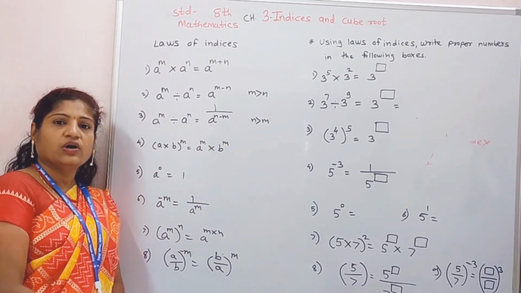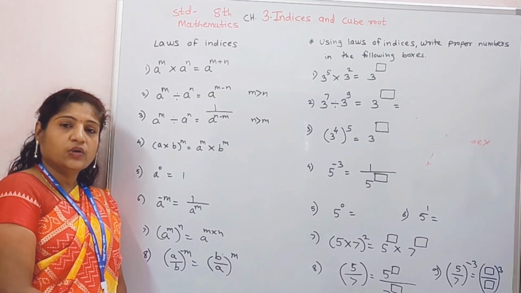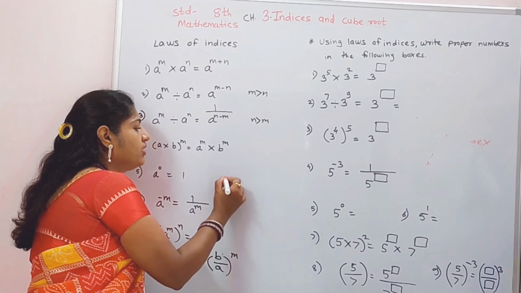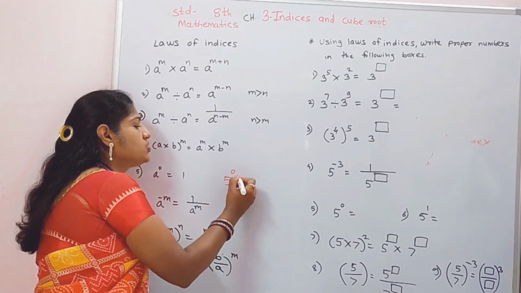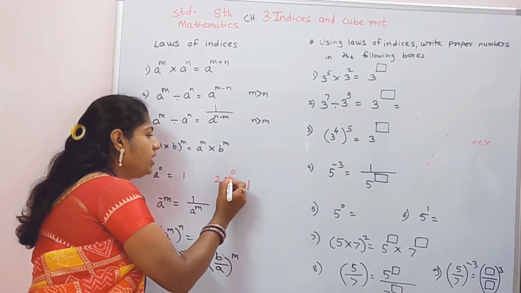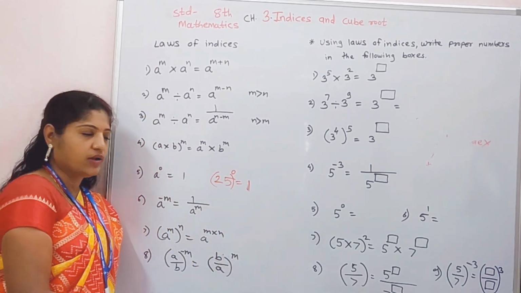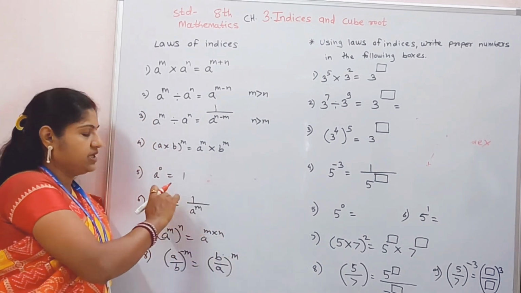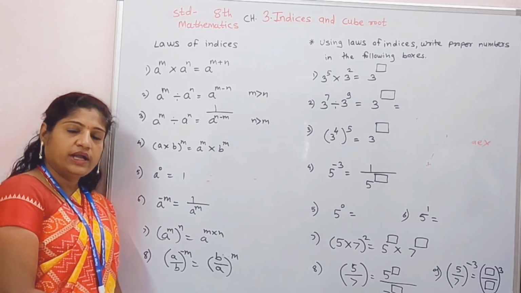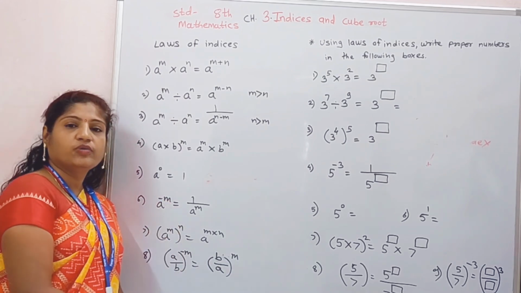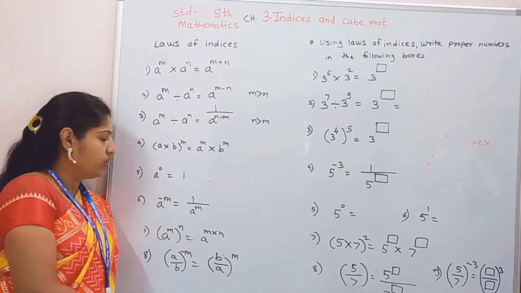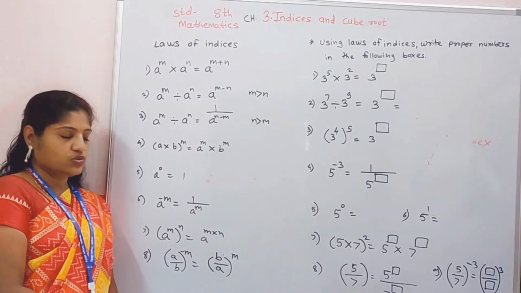When the index of any number is 0, then the answer is always 1. For example, 5 raised to 0, that is 1. Answer is 1. 25 raised to 0, answer is 1. A raised to 0, answer is 1. And when there is a negative index and we want it to become positive, we write a raised to minus n equal to 1 upon a raised to n.